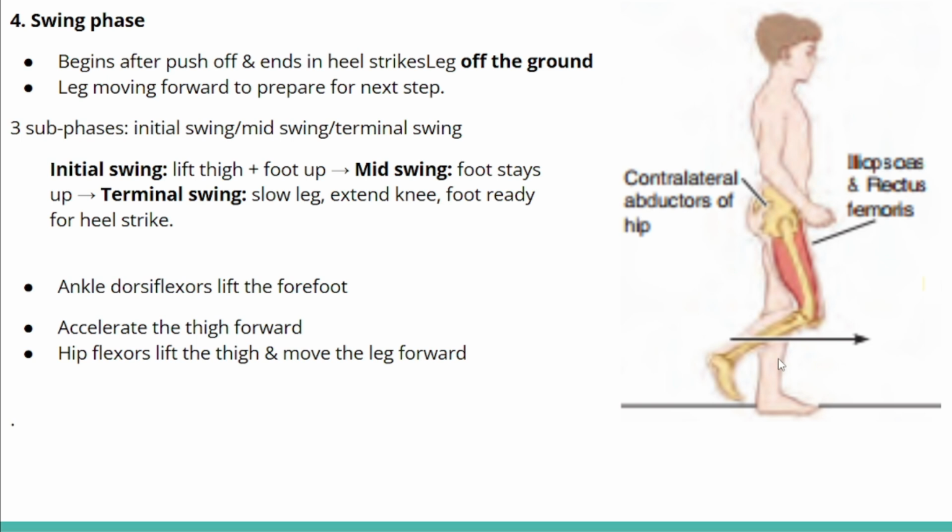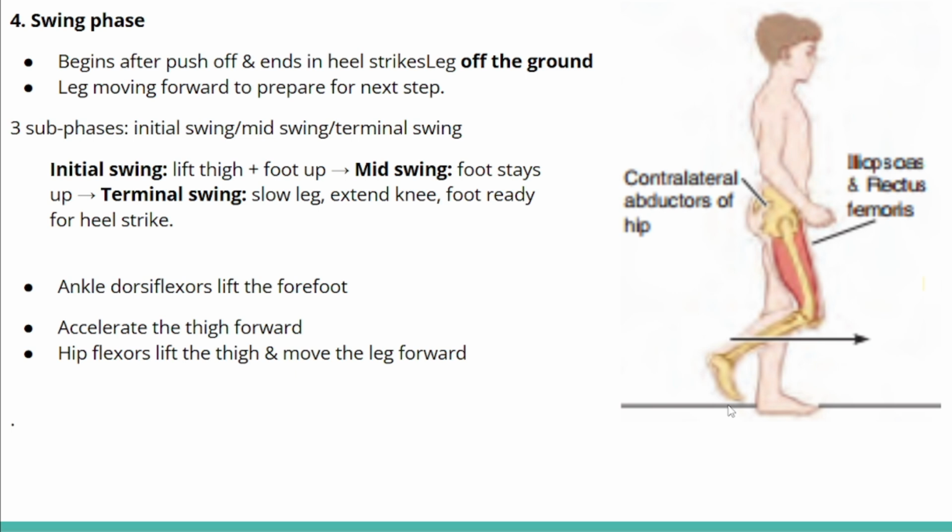Then the last phase is the swing phase. The swing phase is when the leg is off the ground and moving forward to prepare for the next step, which is the heel strike again. This phase begins after push-off when the toes leave the ground and ends when the heel strikes the ground. This can be divided into three subphases: initial swing, mid-swing, and terminal swing.